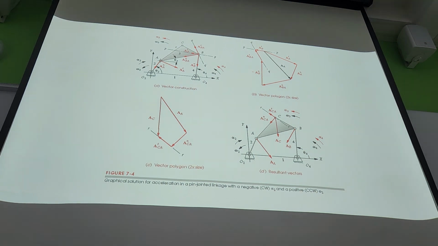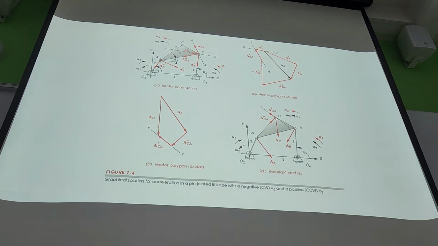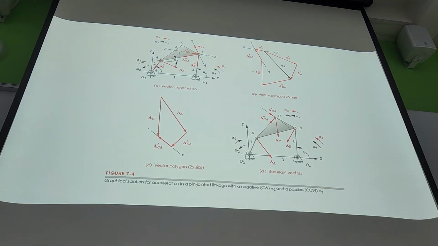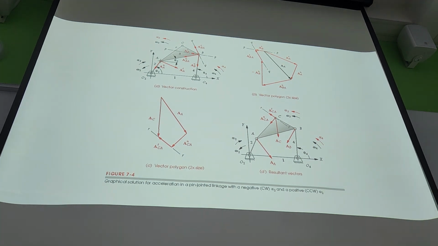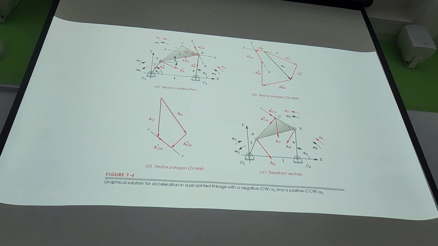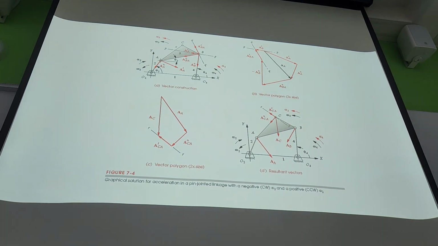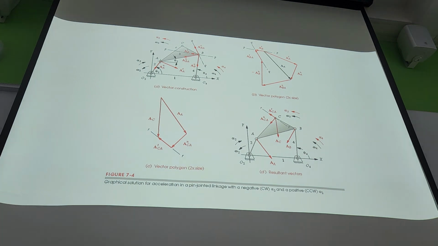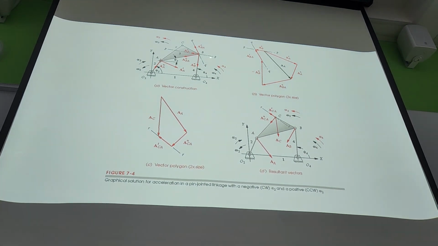Okay. So BA normal will be in the direction of BA. Now look at point B. On link 4, the acceleration of B tangent will be perpendicular to link 4. So the AB tangent is the line PP. You can see the line PP here. That is the direction of acceleration of B. Okay, so that is this PP line.